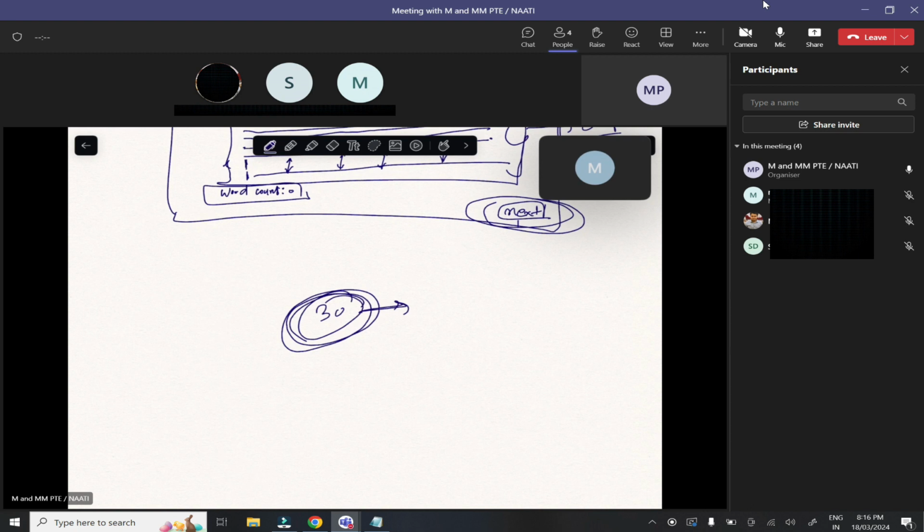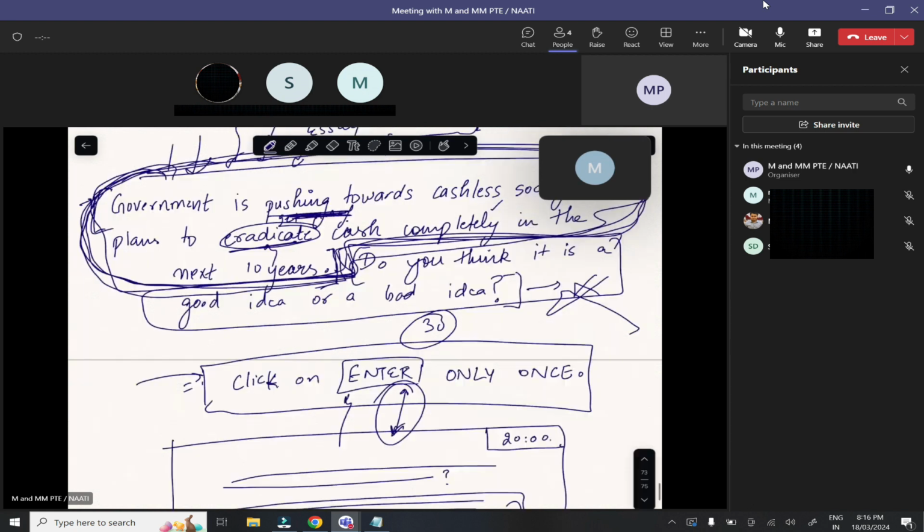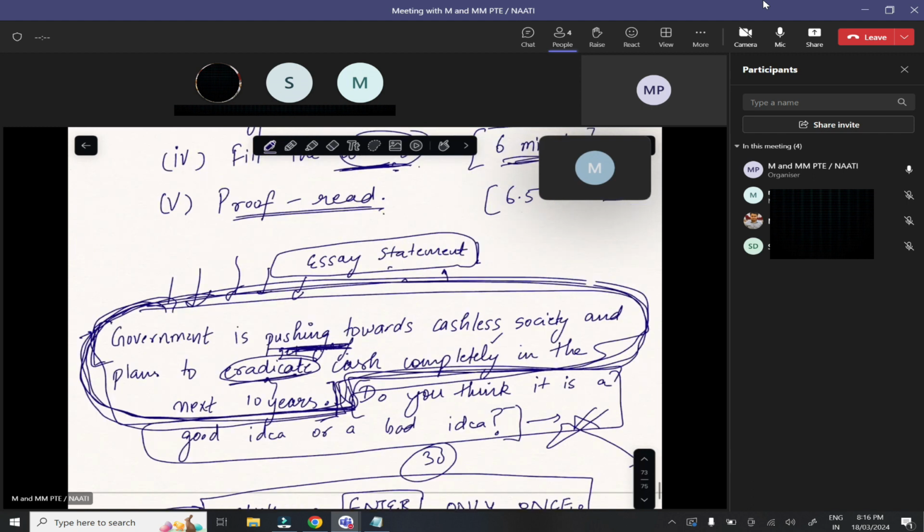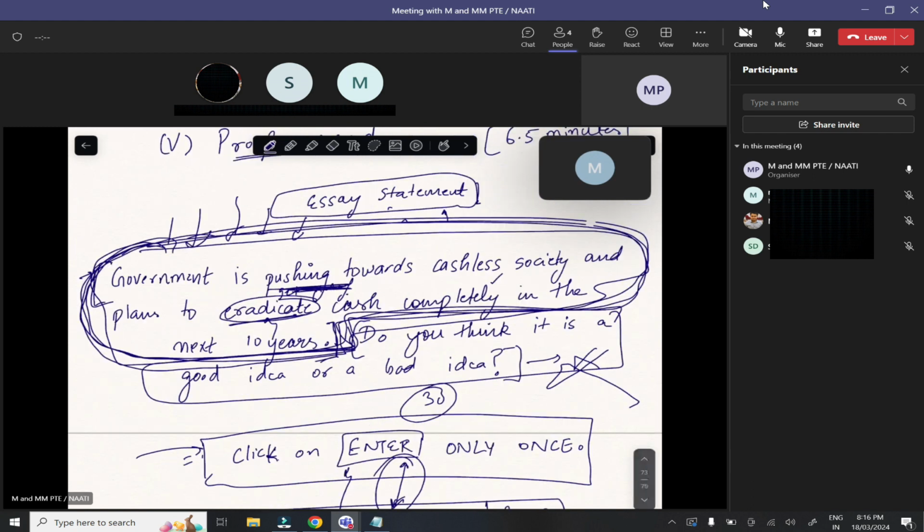you will just have to pick half or 75% of your essay statement. Now, it again does not matter what sentences you are picking out of the essay statement. You just pick, let's say 15, 20, 25, however many words you want to pick, just to keep your word limit intact. So they might have said in this essay statement, government is pushing towards cashless society and plans to eradicate cash completely in the next 10 years, as they have realized people prefer using their phones to make payments instead of carrying cash everywhere they go.